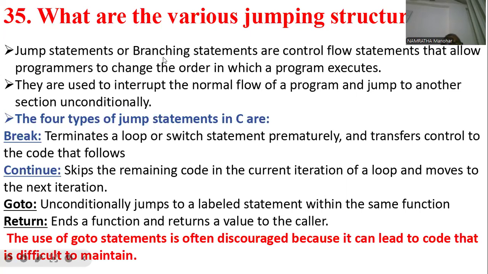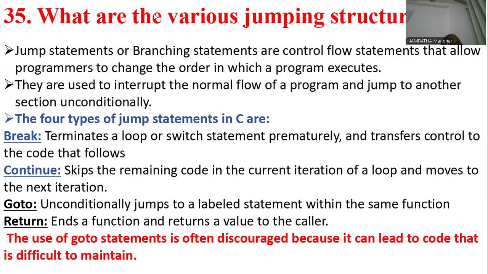Jump statements or branching statements are control flow statements that allow programmers to change the order in which a program executes. That is, instead of executing sequentially, you want to skip some executable statements and go to a later part of the program. Then you use these jump structures. They are used to interrupt the normal flow of a program and jump to another section unconditionally. We will see how this is done.